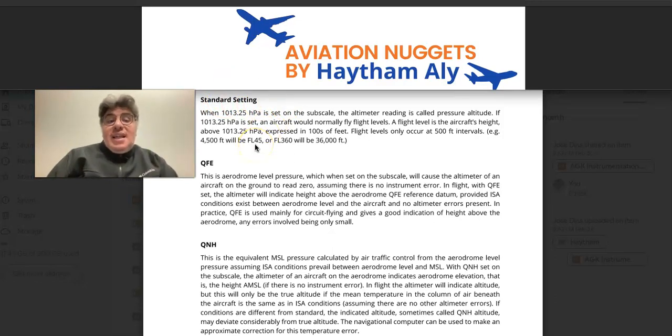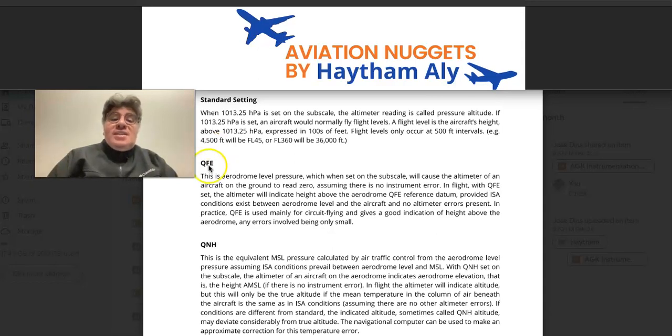Next pressure setting, altimeter pressure setting, is QFE. QFE is related to the isobar at the airport elevation. When you put the pressure setting QFE, everybody, and you land on the airport, the altimeter will show us 0 feet or 0 height.